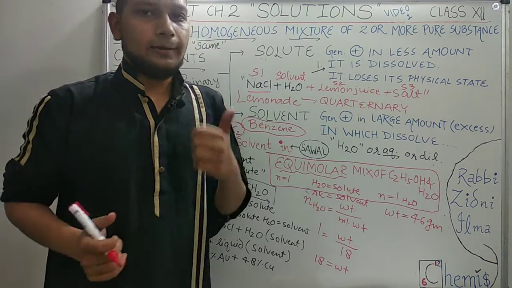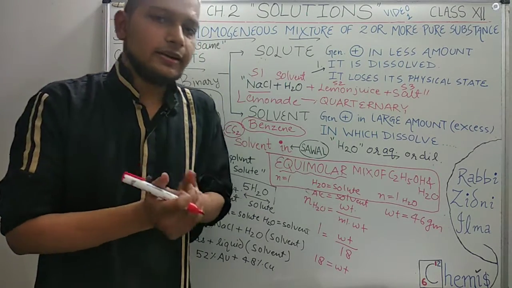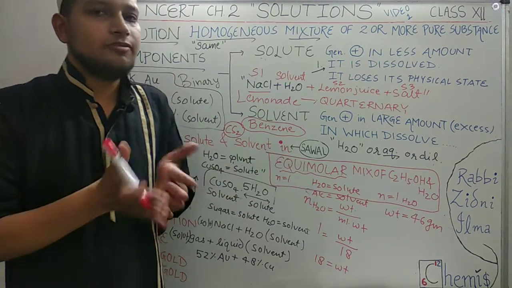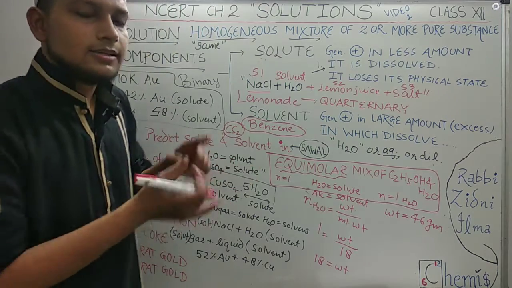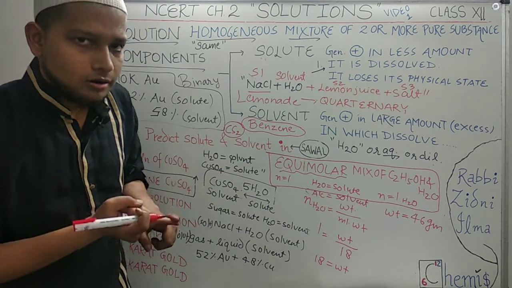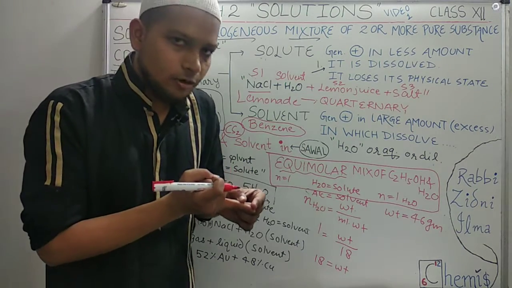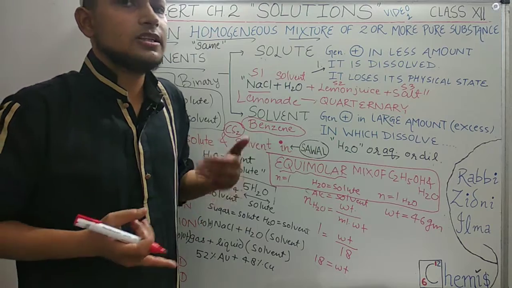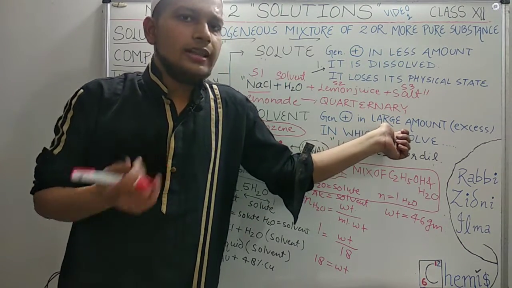revise this quickly. What is a solution? A solution is a homogeneous mixture, a mixture containing 2 or more components which have the desire to combine or dissolve with each other. It contains 2 components: the solute, the one which is dissolved, generally in less amount, and it loses its physical property. Now the solvent we have in excess or in large amount.